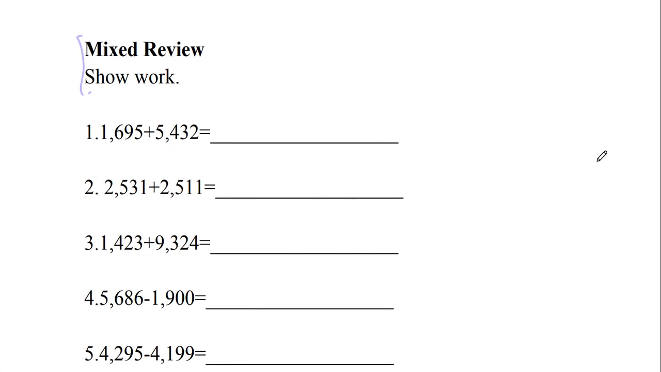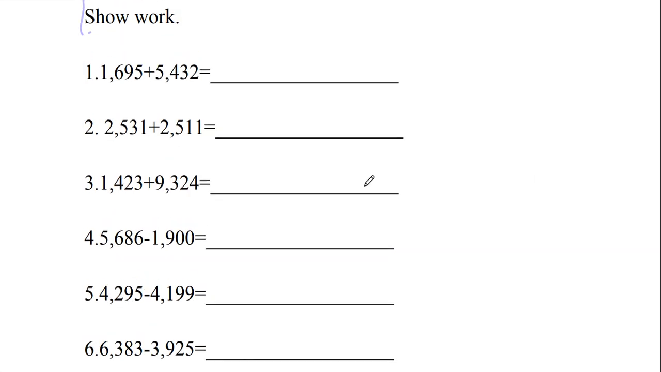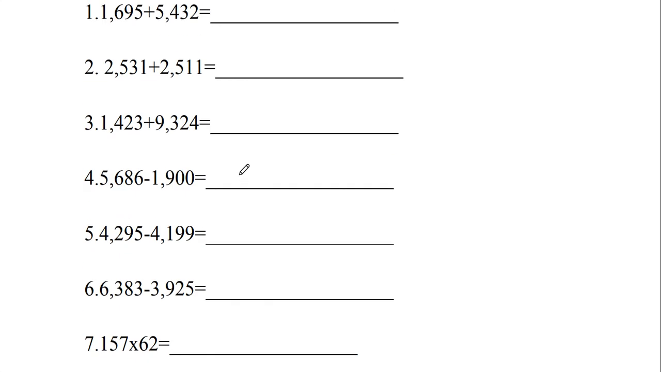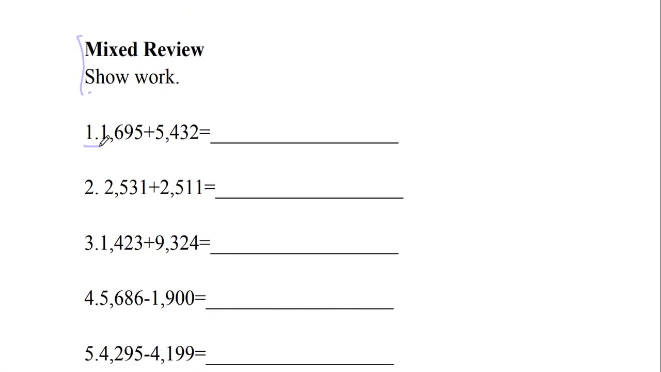Okay, this one is the mixed review. You have addition, subtraction, multiplication, and division. But let's try one on addition. Let's try number 1. 1,695 plus 5,432. Okay, sorry for my handwriting.